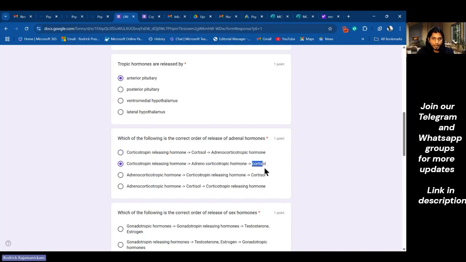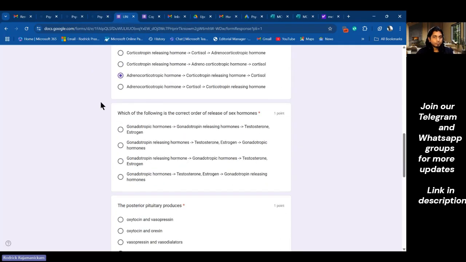So cortisol should be at the end. Then we have releasing hormones, and before that, we have tropic hormones. So tropic hormones trigger releasing hormones, and then we have the actual hormone. Right, fine, we'll just move forward.